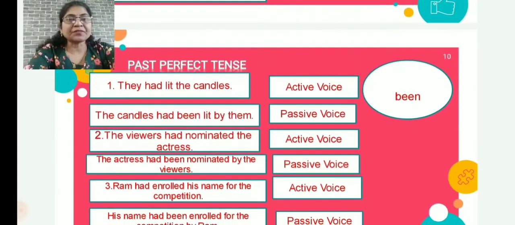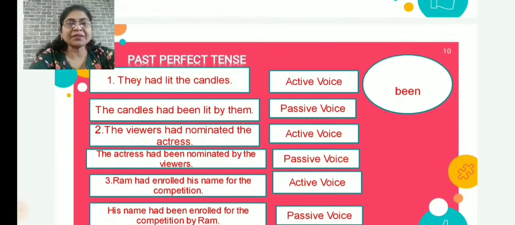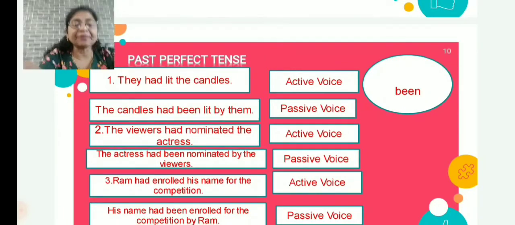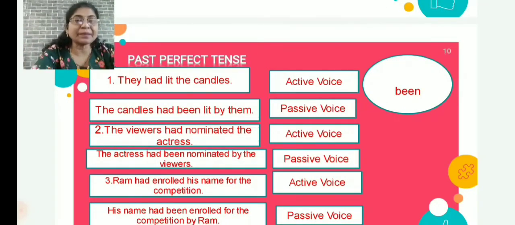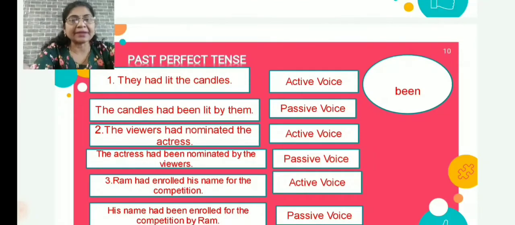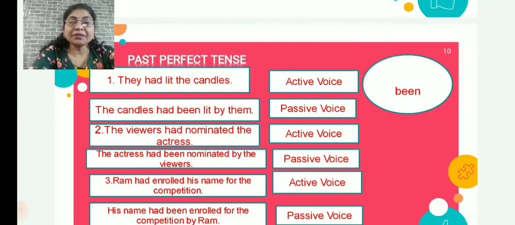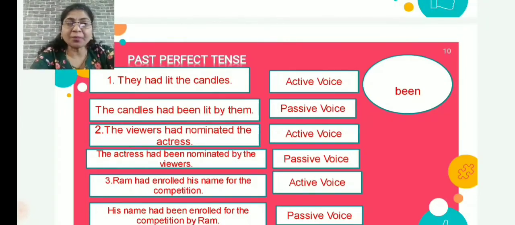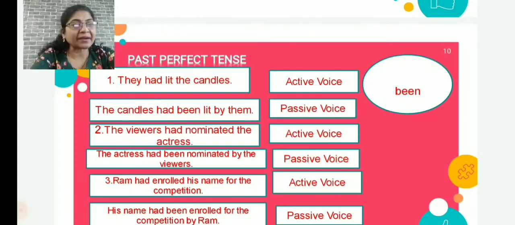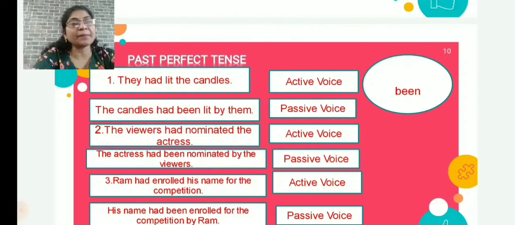Same in past perfect tense. In the past perfect tense also we have to do the same thing, we have to add the word been when we change into passive voice. They had lit the candles. The candles had been lit by them. So everywhere, now see the formation. The weavers had nominated the actress. The weavers, subject, had supportive verb, nominated past participle, and the actress, that means the object. So the actress had been nominated by the weavers.